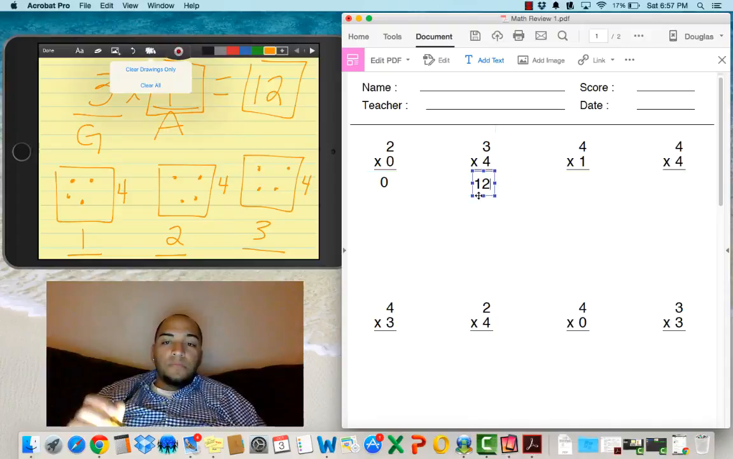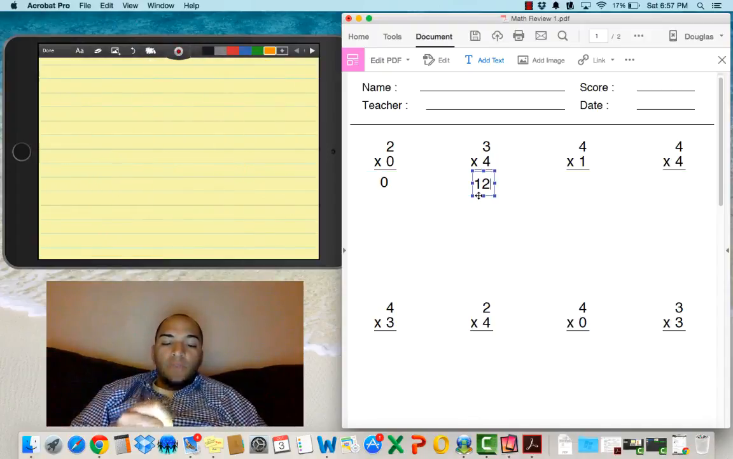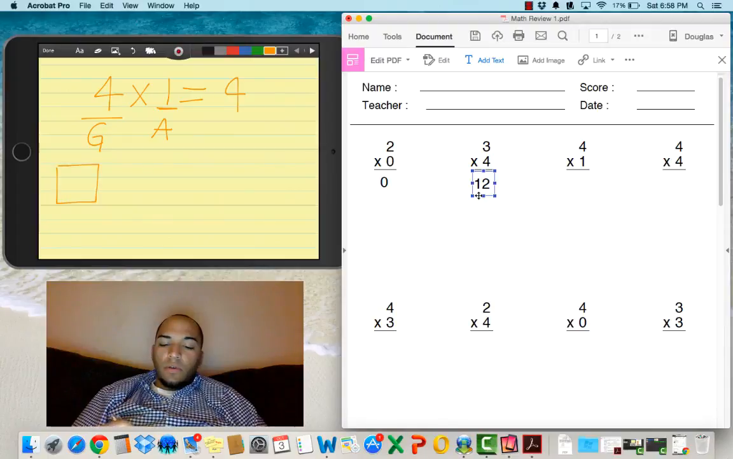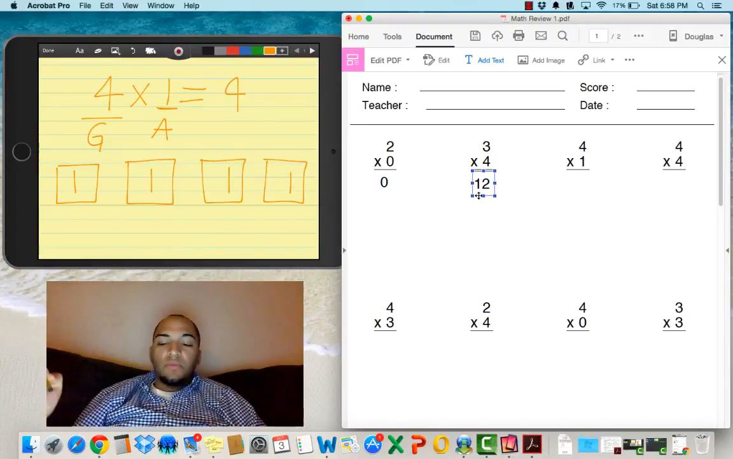Let's do another one. The next one is 4 times 1, which equals 4. Anything times the number 1 equals itself. So we have 4 groups, because the 4 is the G and the 1 is the A. 4 groups, and we have 1 in each group. That's what that looks like. So we have 4 altogether. 1, 2, 3, 4.